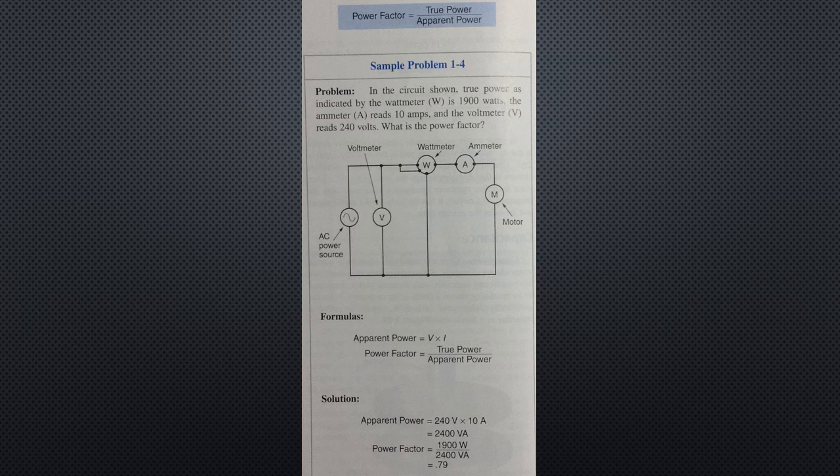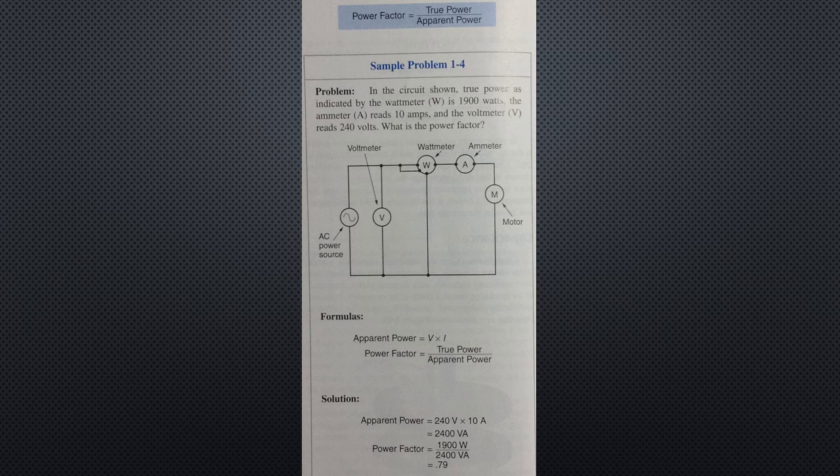The formulas used are: apparent power equals voltage times current, and power factor equals true power divided by apparent power. The solution using the first formula: apparent power equals 240 volts times 10 amps, which equals 2400 VA. Using the power factor formula, we have 1900 watts divided by 2400 VA, which is our apparent power. That division gives us 0.79, as seen on the bottom of the screen.